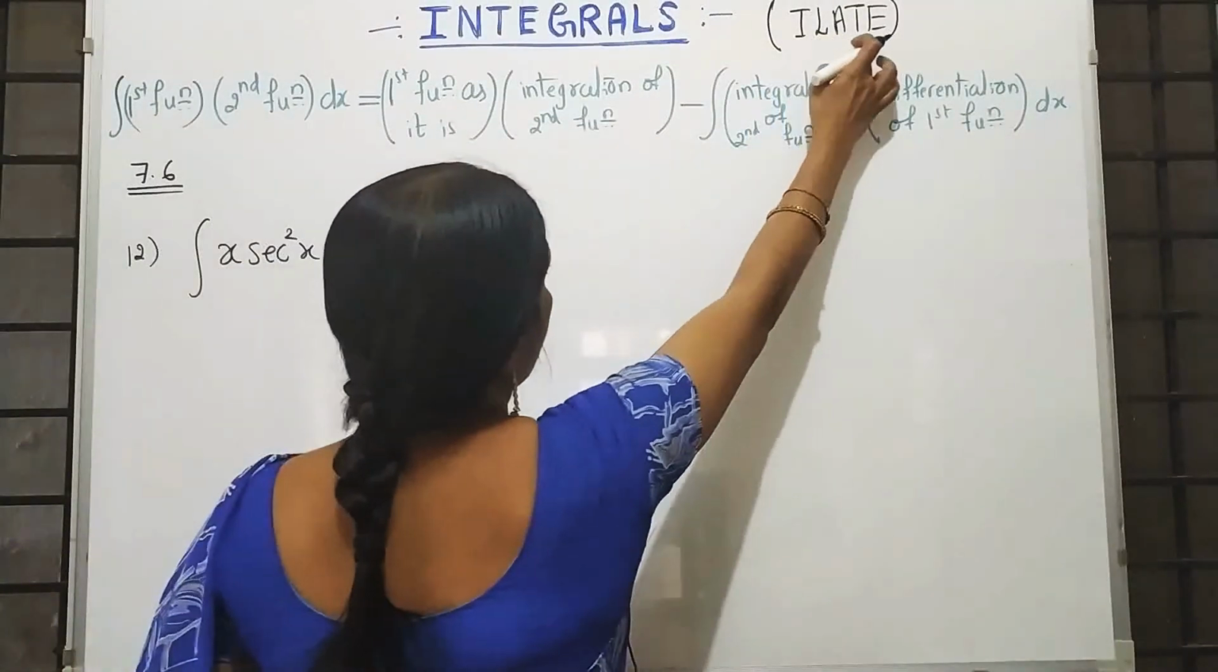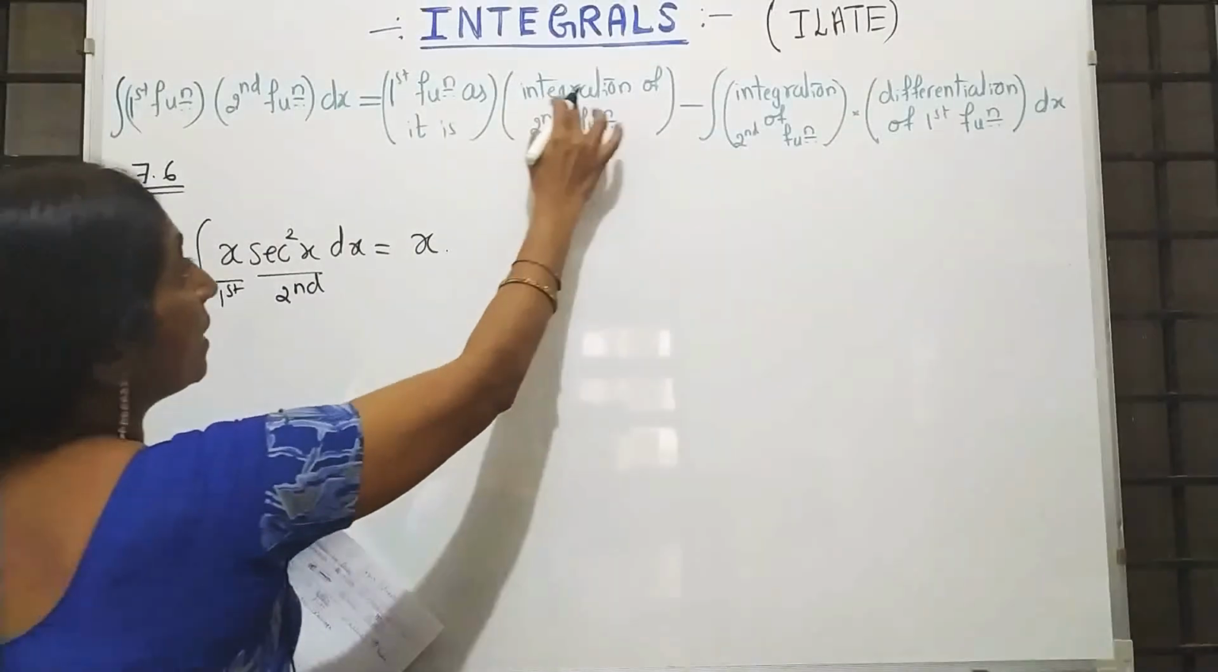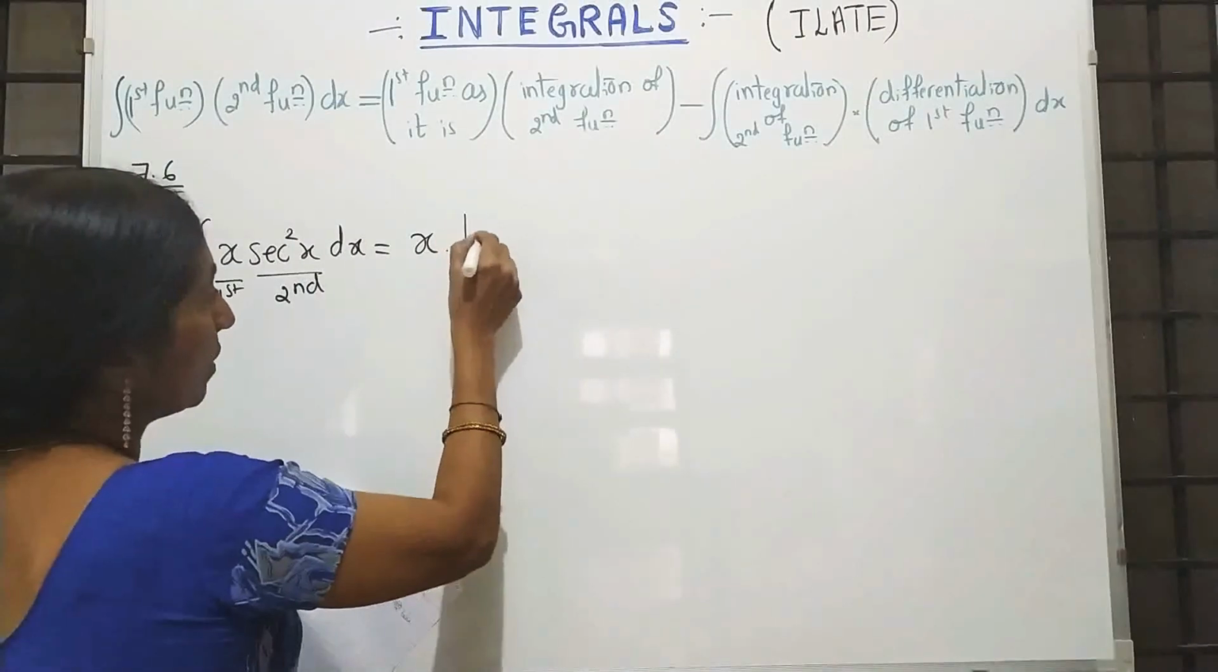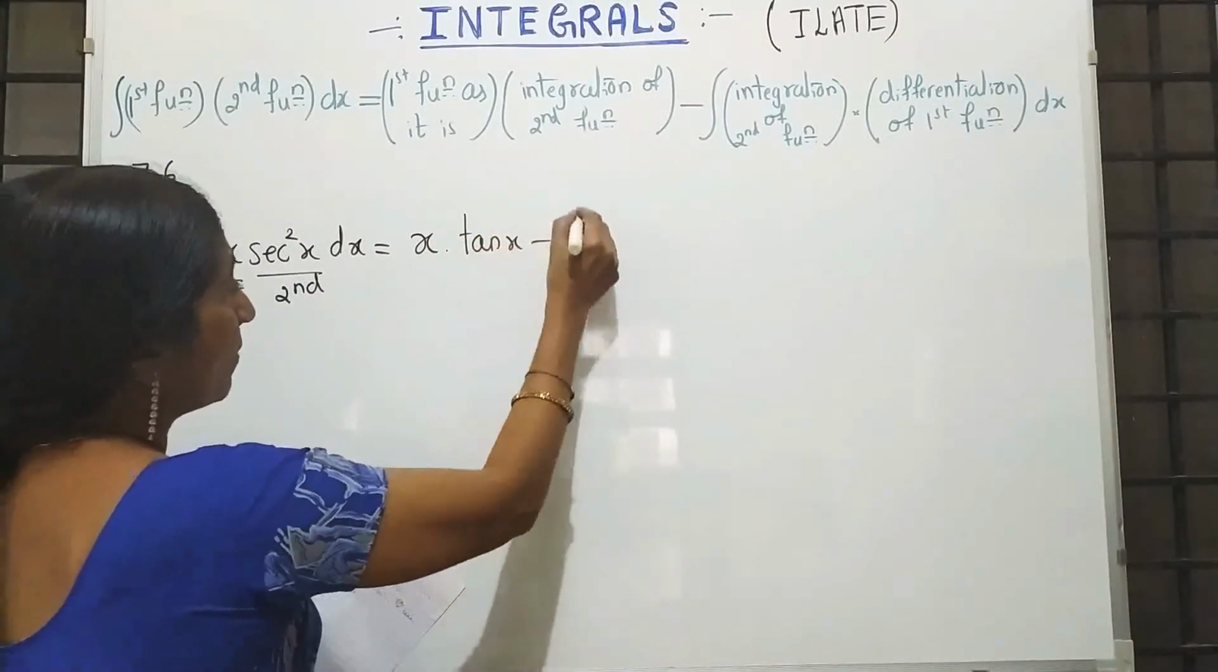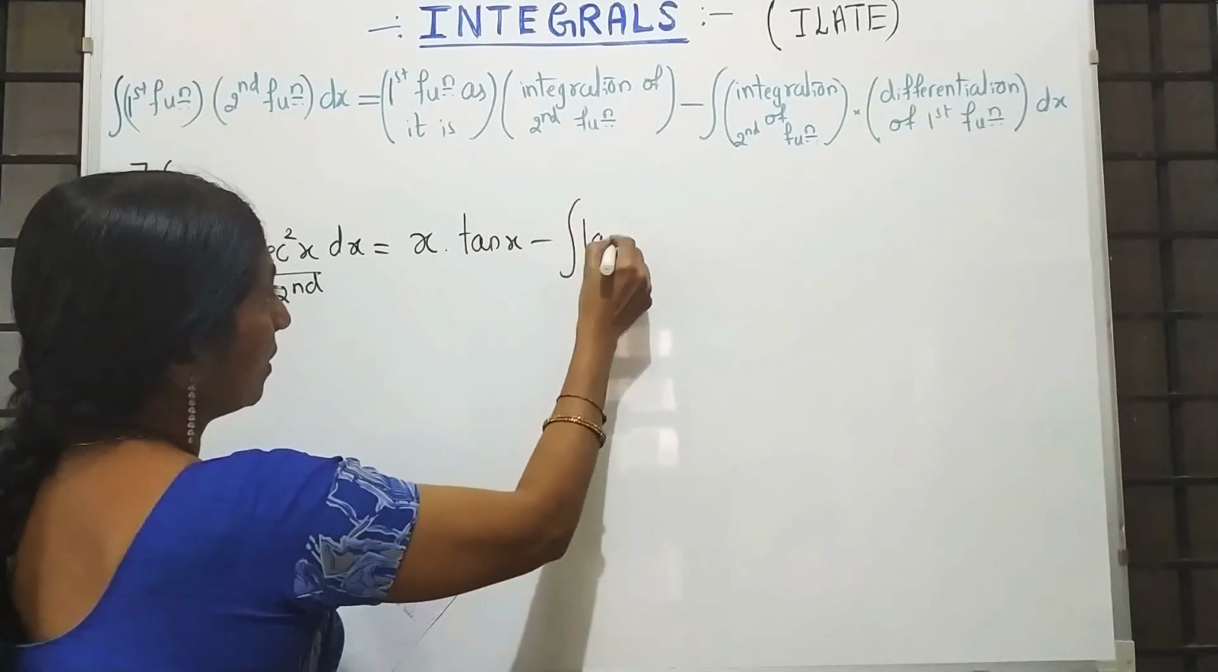Twelfth one. x into secant square x. So x is algebraic, secant square is trigonometric. Already they are in the form of first function and second function. What does the formula tell? First function as it is, integration of second function. Integration of secant square x is tan x.